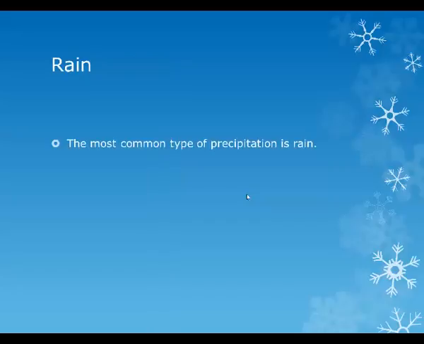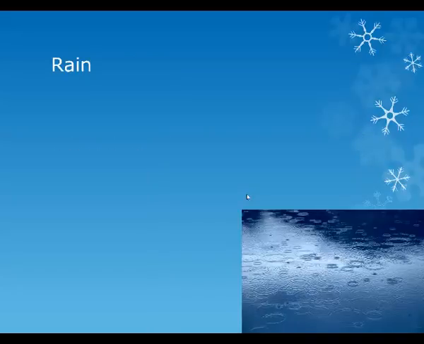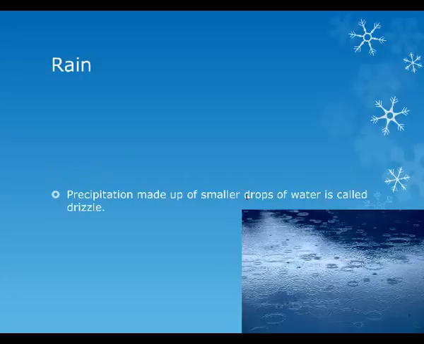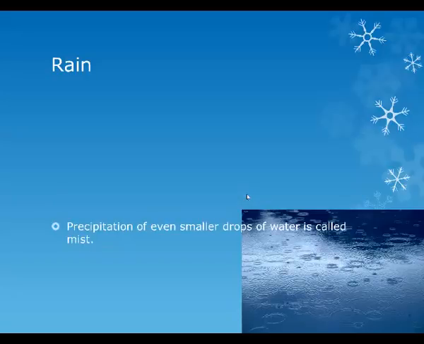So starting with rain, it's the most common type of precipitation. Water droplets have to be at least half of a millimeter in order to be considered rain. If the water droplets are smaller than half of a millimeter, we call it drizzle. And if the droplets are even smaller than drizzle droplets, we consider that mist. Mist usually hangs in the air a little bit longer, doesn't fall quite as easily.